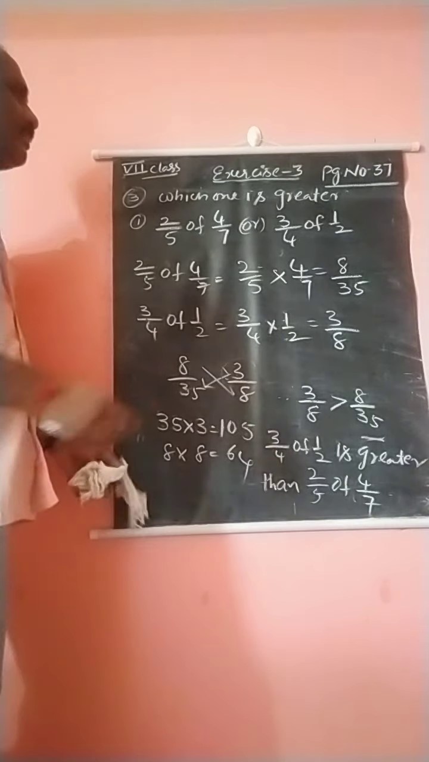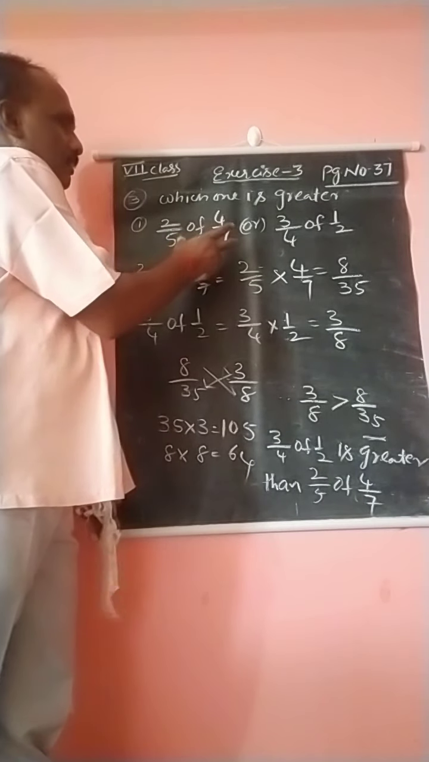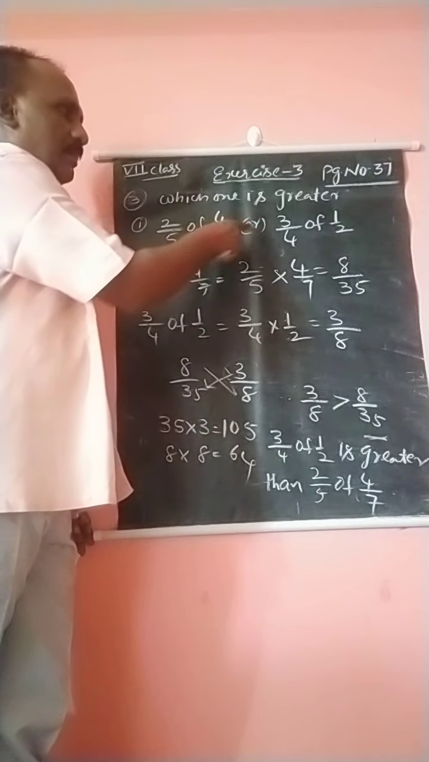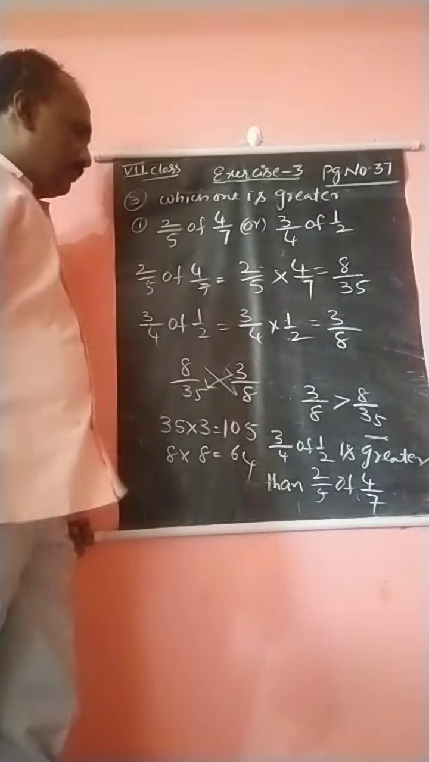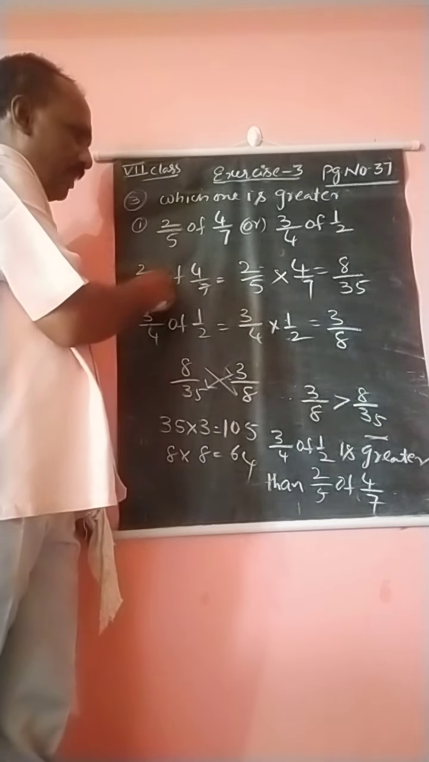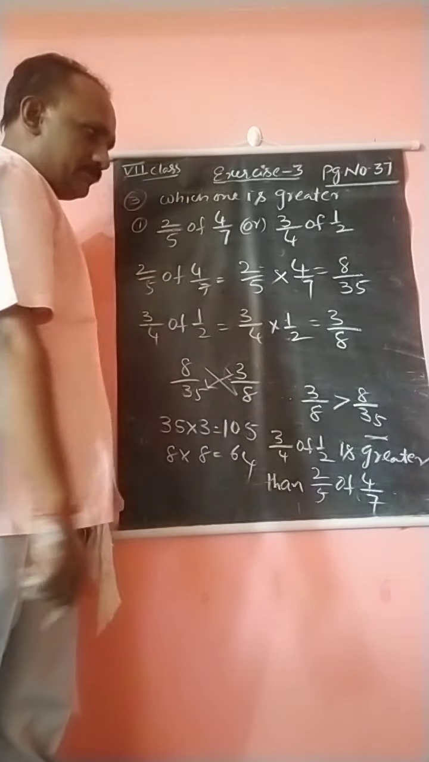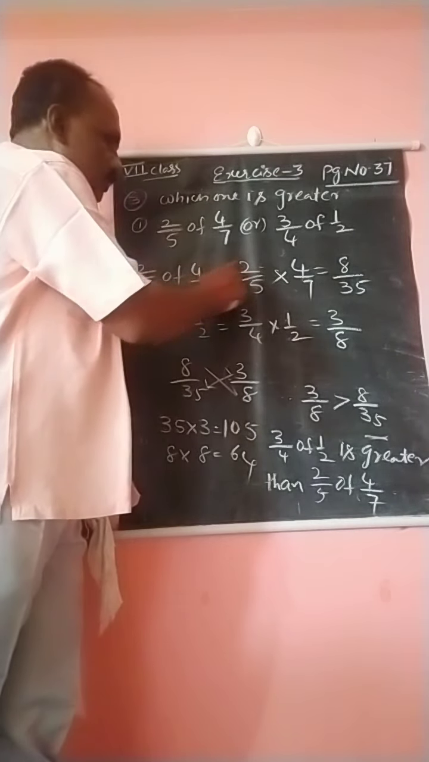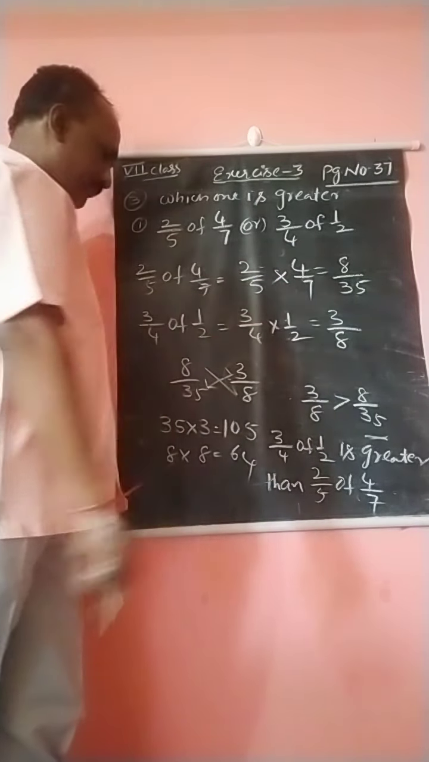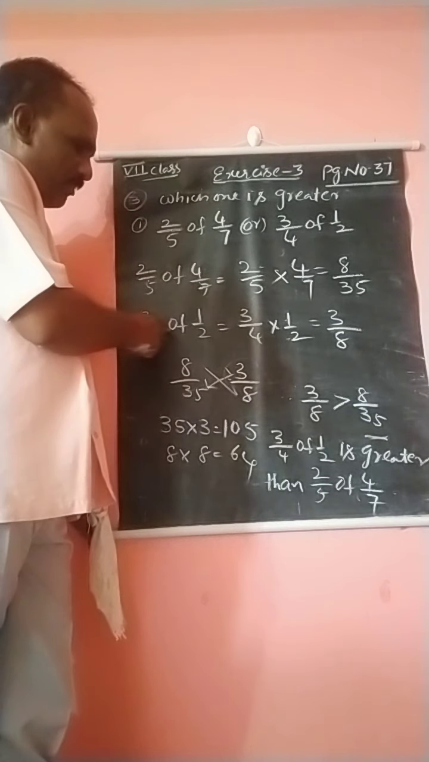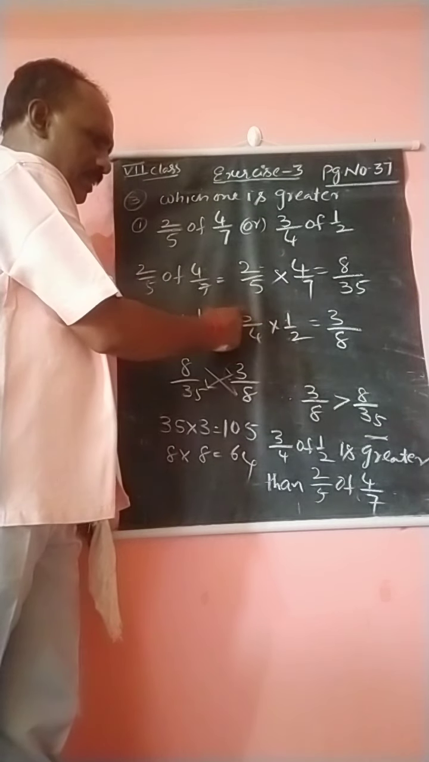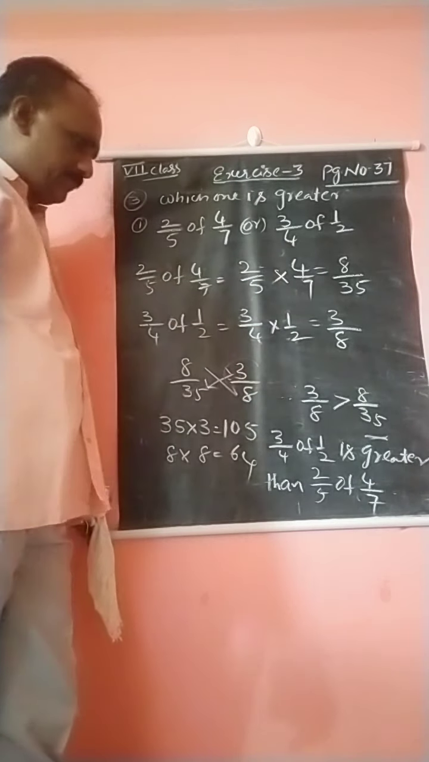Once again, see children. There are two problems: 2 by 5 of 4 by 7 and 3 by 4 of 1 by 2. Which is greater? 2 by 5 of 4 by 7, so there is no cancellation. Direct multiply: 2 fours are 8, 5 sevens are 35. Second one, 3 by 4 of 1 by 2, here also there is no cancellation between numerator and denominator. 3 ones are 3, 4 twos are 8.